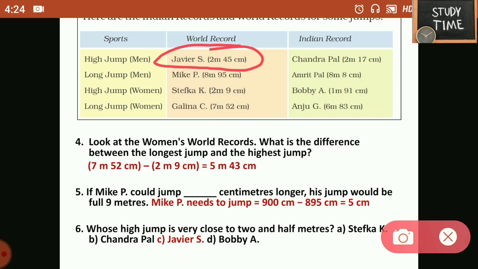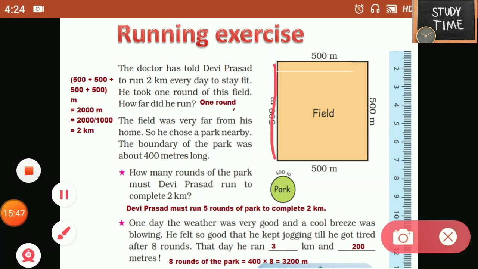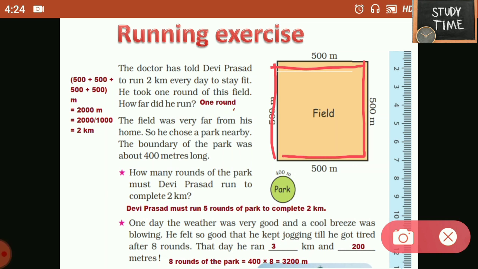Next, running exercise. The doctor has told Devi Prasad to run 2 km every day to stay fit. He took one round of his field. So this is his field, which has 500 meters on all the sides. He needs to run 2 kilometers. So 500 plus 500 plus 500 plus 500, that is 2000 meters. What is 2000 meters? 2 kilometers. So he has gone only one round in that field to make 2 kilometers.